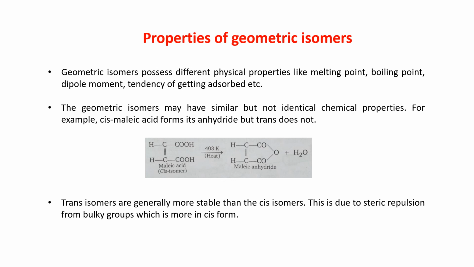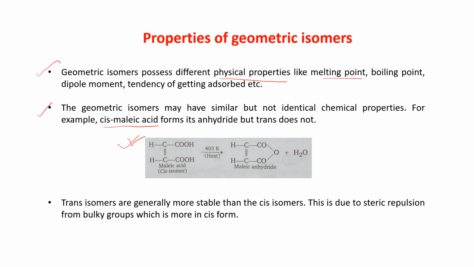Properties of geometric isomers. Geometric isomers possess different physical properties like melting point, boiling point, dipole moment, tendency of getting absorbed, etc. The geometric isomers may have similar but not identical chemical properties. For example, cis maleic acid forms its anhydride but trans does not. This is the cis maleic acid: CH-COOH, CH-COOH, and there is a double bond between the carbon atoms.